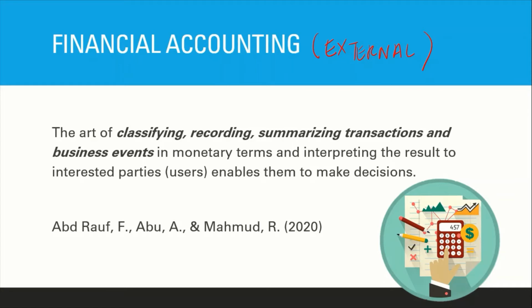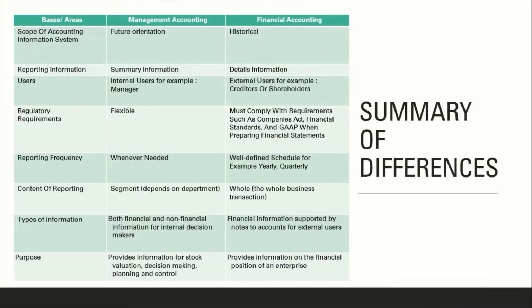users. Okay, so next, these are the differences between management and financial accounting. You can see that there are many differences between the two because they focus on two different things, two different scopes, two different uses. Okay, so the first one is scope of accounting information system. Management accounting focuses on future orientation, while financial accounting is historical. So what does it mean?